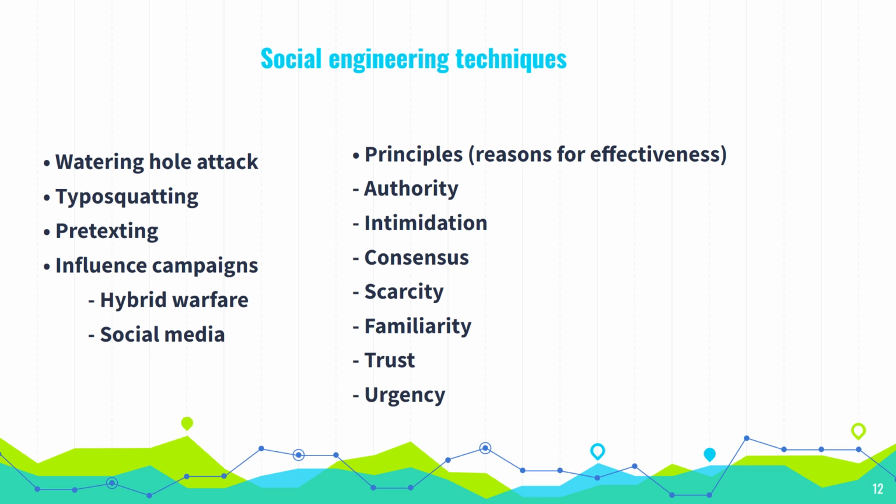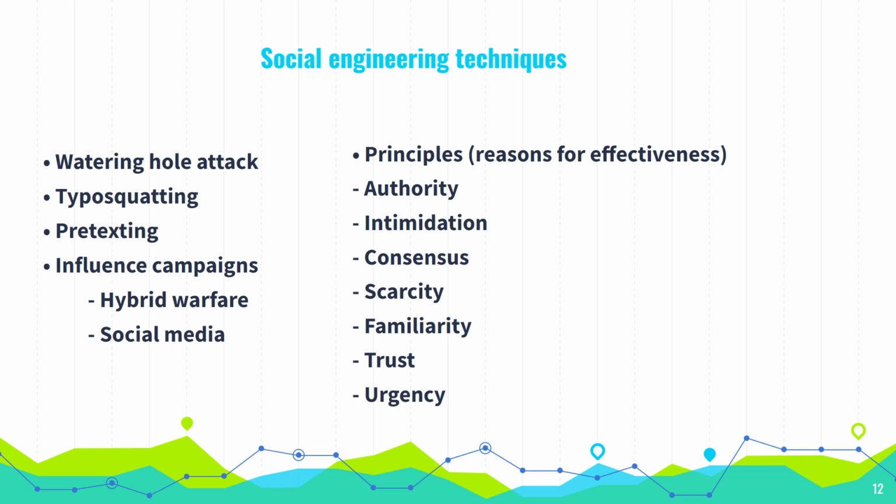Okay, typosquatting, it's kind of similar to prepending, but you look for commonly misspelled words. Another one is pretexting, and this is just explicitly lying and pretending that you're from U.S. Bank or something, or you're the bank, or the Department of Homeland Security or something like that. Influence campaigns, we have hybrid warfare and social media. Basically, this stuff is dangerous, and people use it to influence people.